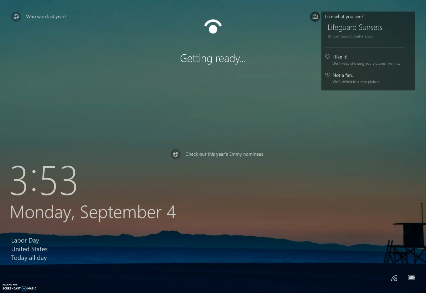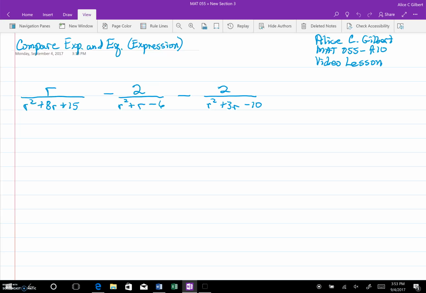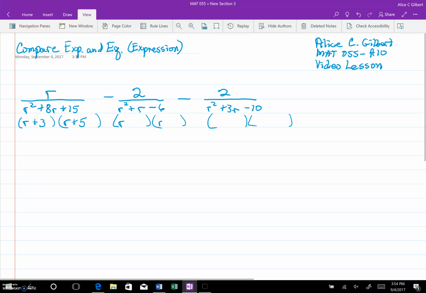So our first step on our expression is to factor everything in our denominators. So this would be plus 3 and plus 5. And because I don't have a lot of time, I'm not going to go through all the steps. You can come ask me later if you aren't sure how I got from one place to another. But by now you should be good enough with the factoring.